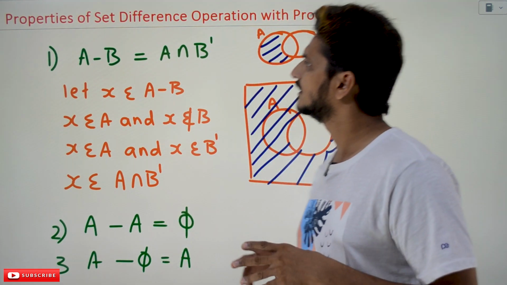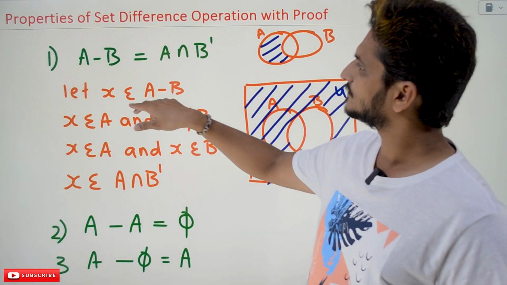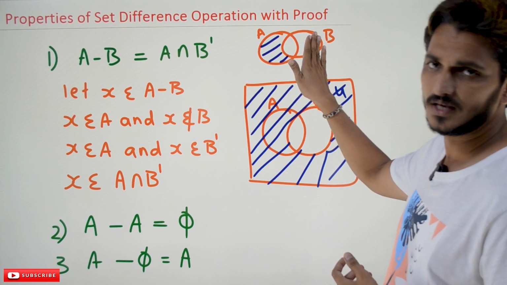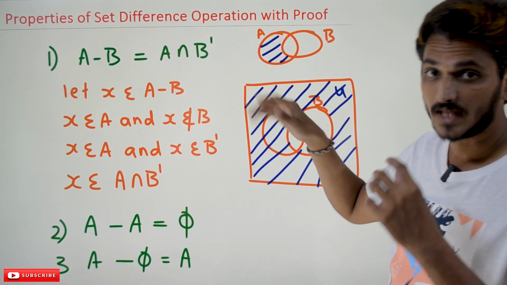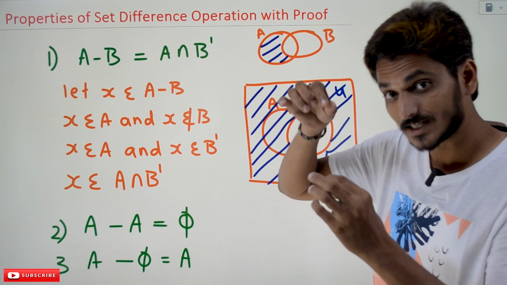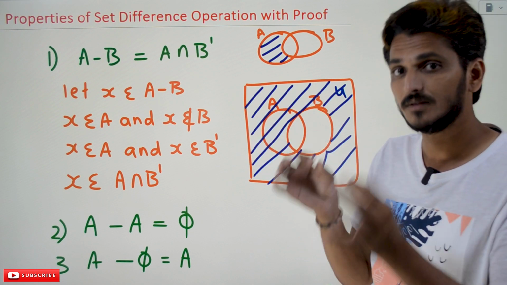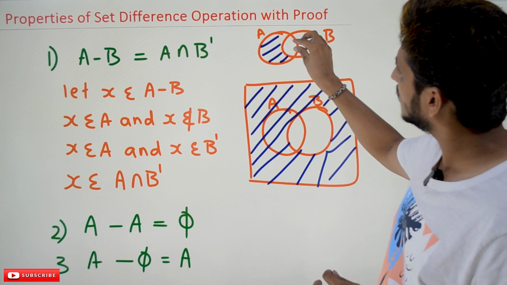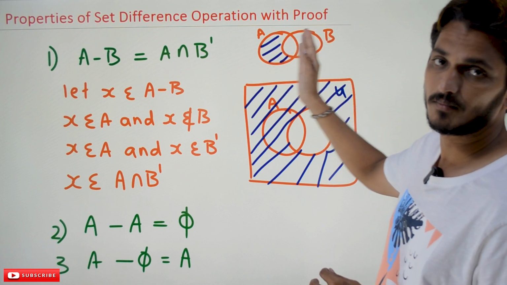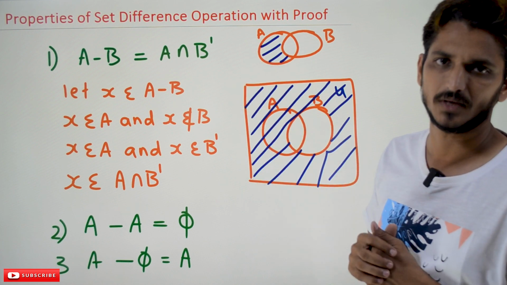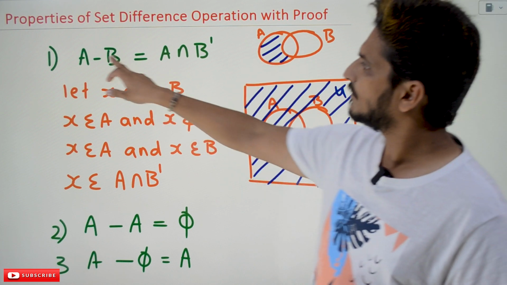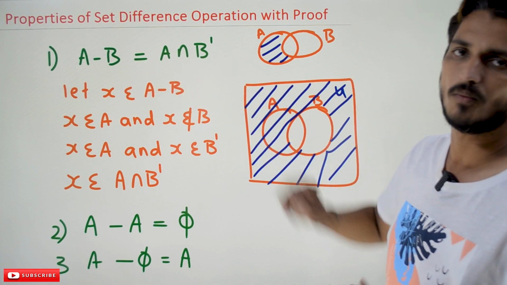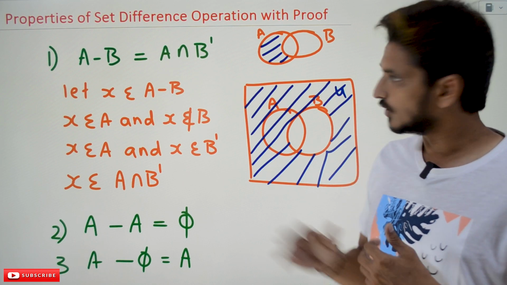Coming to today's class, first we will understand what set difference means. Let's take two sets A and B. A minus B means the elements that belong to A and do not belong to B. In a simplified way, from A, remove the elements that are common with B. The remaining elements we call A minus B. So one of the properties is A minus B equal to A intersection B complement. We will derive this.